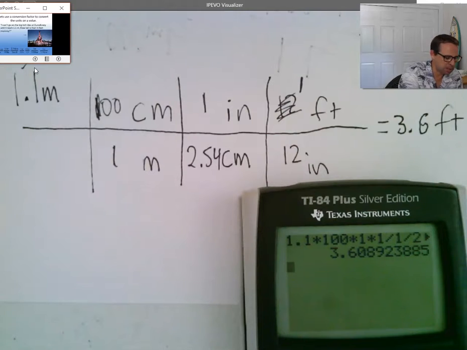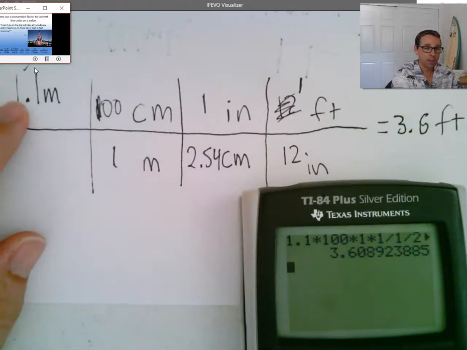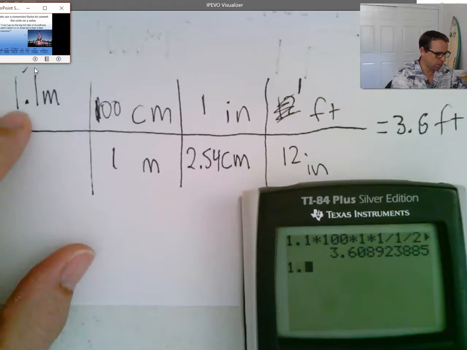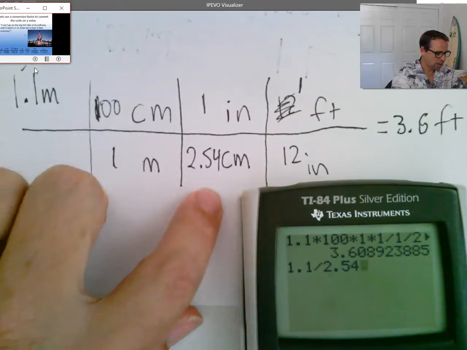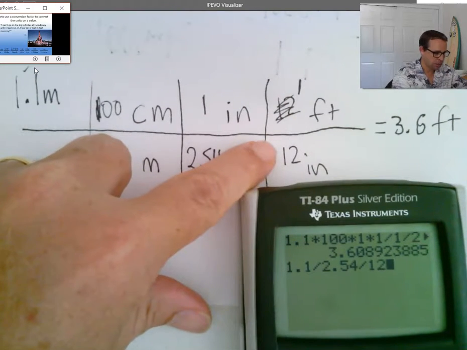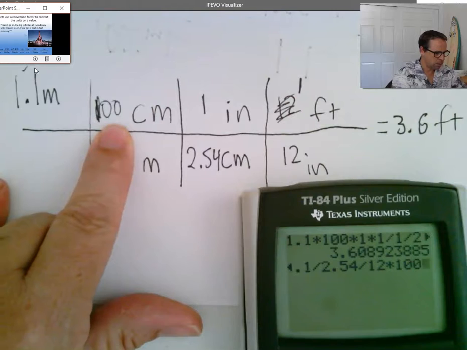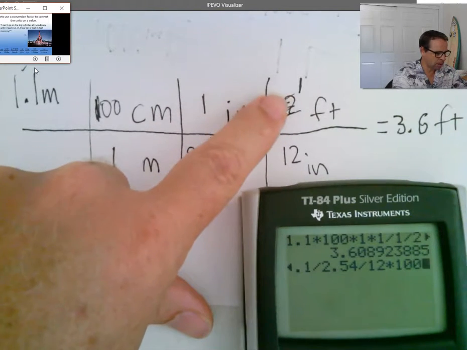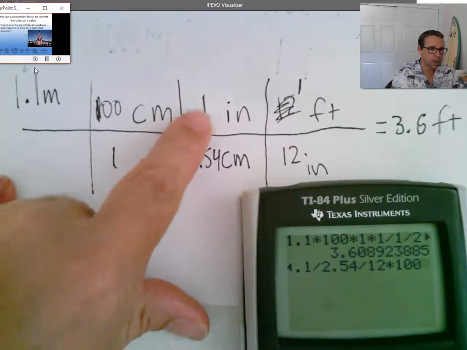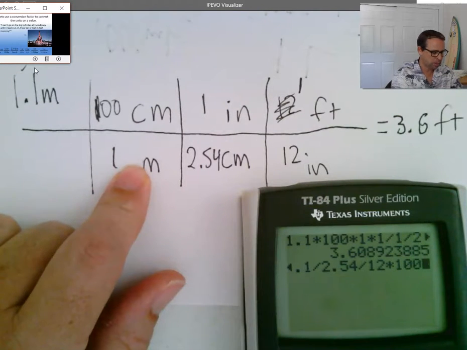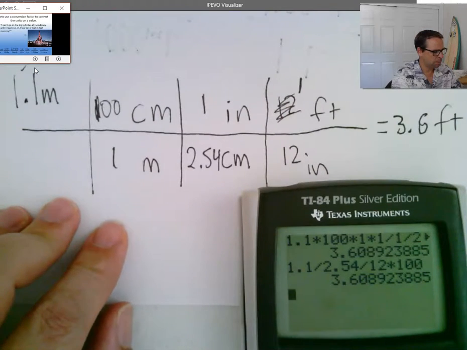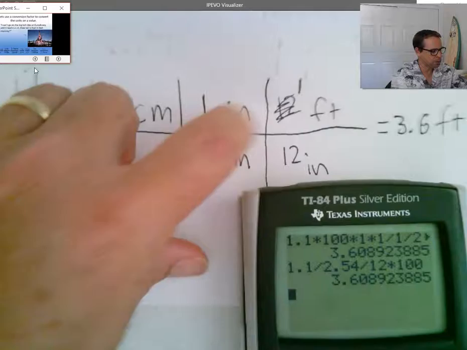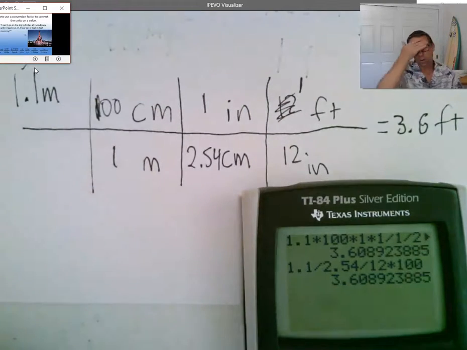Yeah. Okay, let me show you a few more things here. I'm going to do it again, this time with the numbers in a different order. I'm going to put 1.1, divide by 2.54, divide by the 12, and then multiply by the 100. I'm not going to multiply by this 1 or divide by that 1, and I'm just going to push enter, right? And I get the same answer, right? Now, why didn't I change the answer by multiplying by these 1s and dividing by that 1? Because you multiply by 1, you divide by 1, you don't change the value, right?